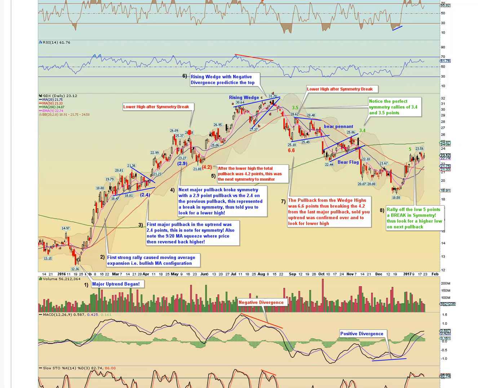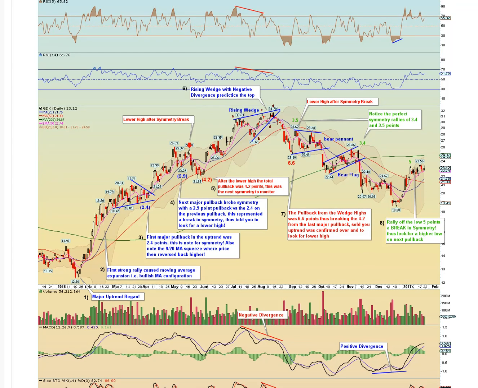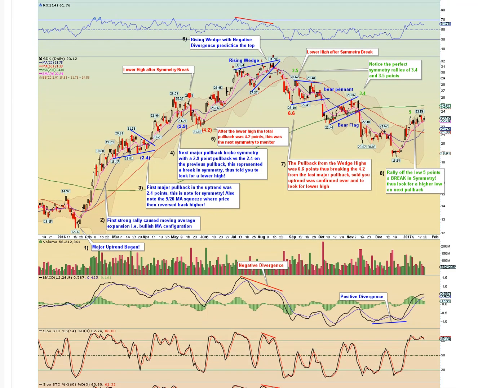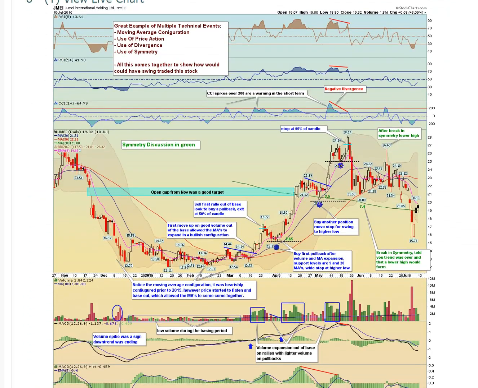And remember guys, trading is a lot about confidence, emotion, etc. So just being able to answer things like that really is important. So there's a daily GDX. Now let's move to an individual stock.